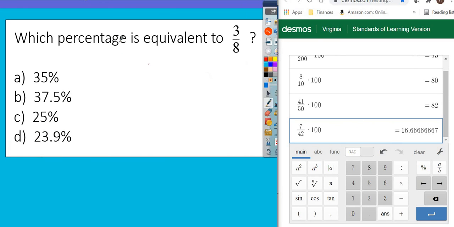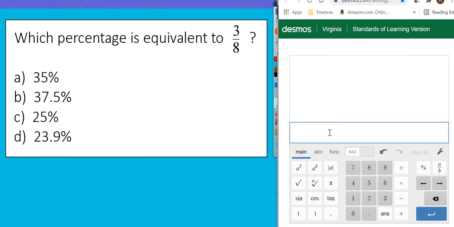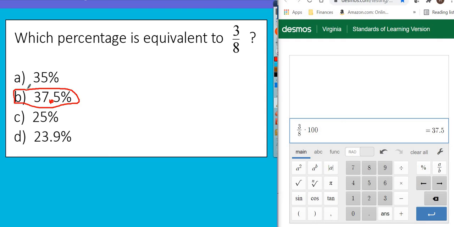Okay, this one says, what percentage is equivalent to 3 over 8? Well, this time we have the fraction 3 over 8, and we want to know what it equals as a percent. So we're going to put it in our calculator and multiply by 100, and we get 37.5%. Again, be real careful that you're choosing the right answer. Okay, so 37.5%.